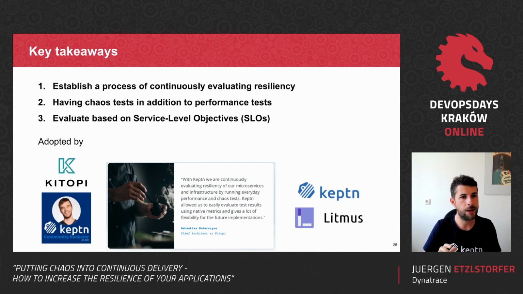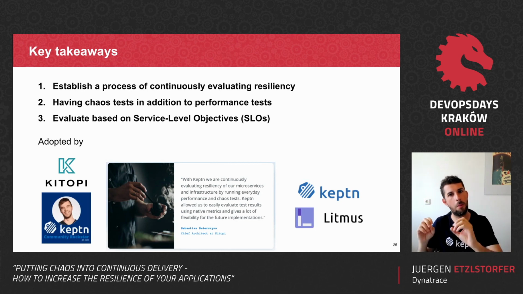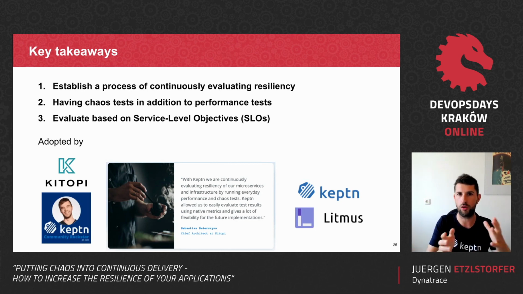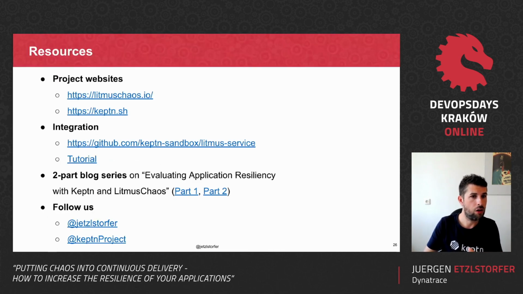So the key takeaway is really the idea to establish a process of continuously evaluating the resiliency, not doing only game days and test runs and chaos experiments, but really having chaos experiments as part of your CD. And you can use SLOs for evaluating them. Everything in addition to performance tests and load tests that you might already have in your organizations. I think I put a couple of resources here. For me, it's no problem to also share the slides. I can put them in the Discord channel.